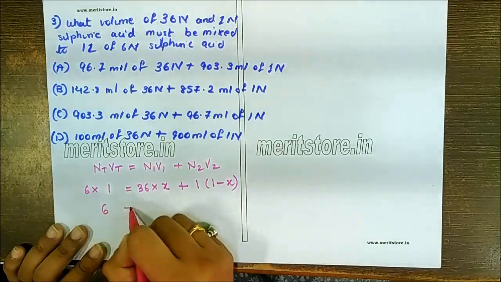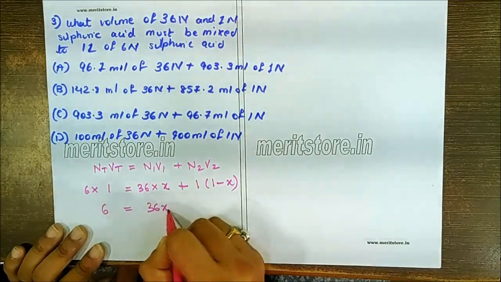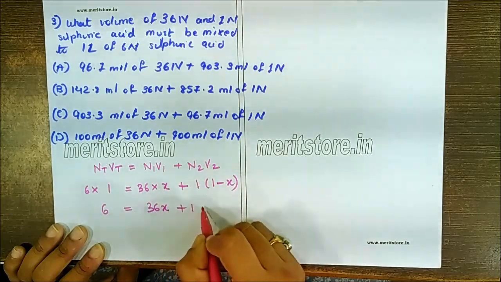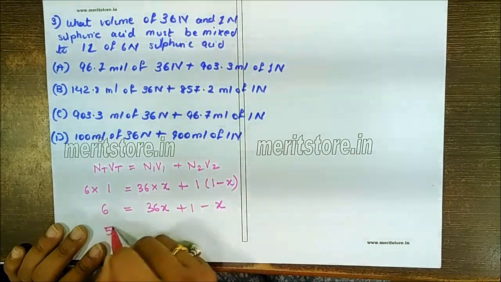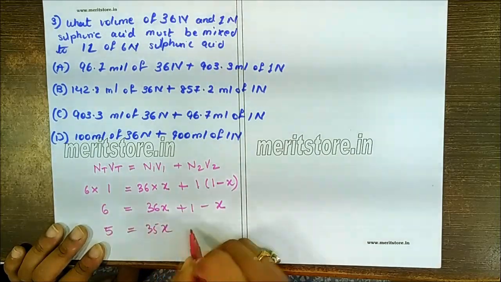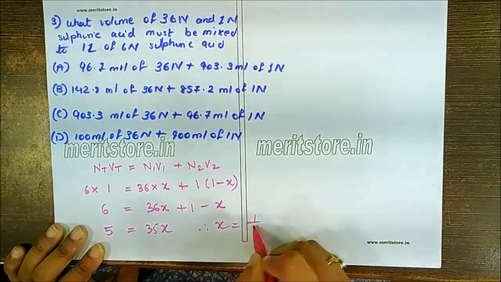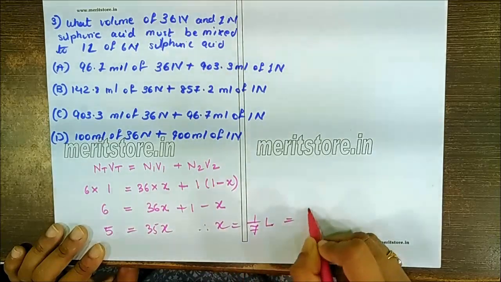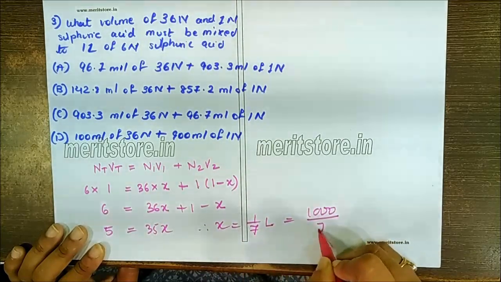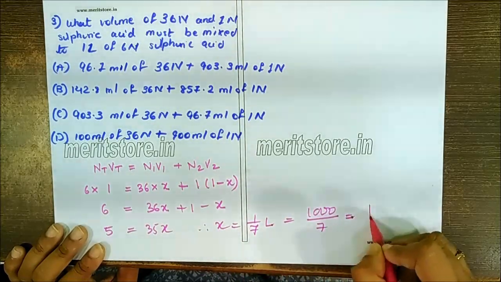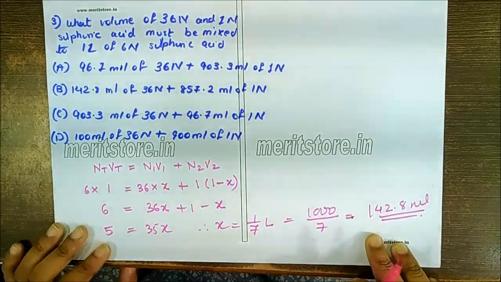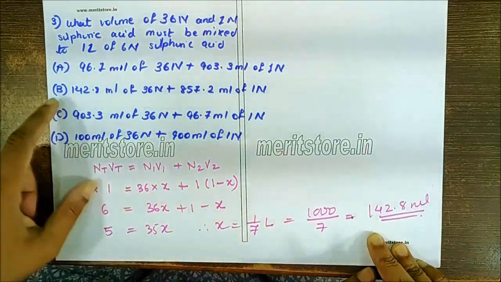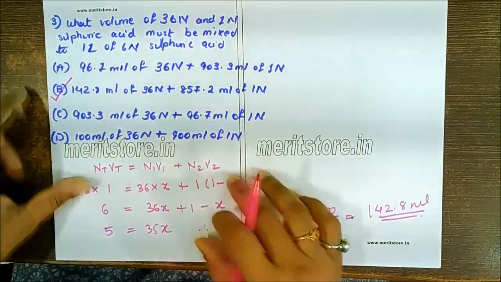So 6 is equal to 36x plus 1 minus x. So this 1 will come on that side, 5 is equal to 35x. So x is equal to 1 by 7 liter. So that's 1000 divided by 7, which comes out to be 142.8 ml. So the first solution should be 142.8. So our answer is option B.